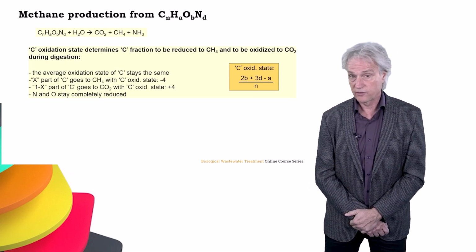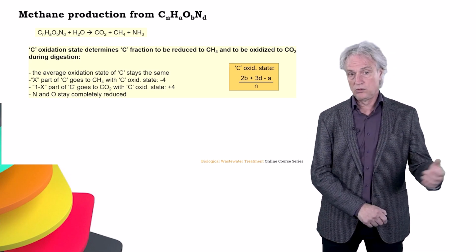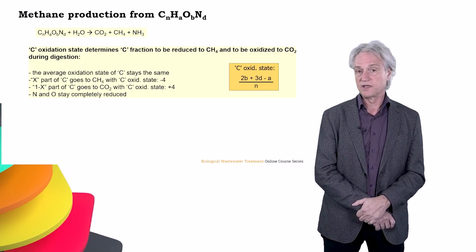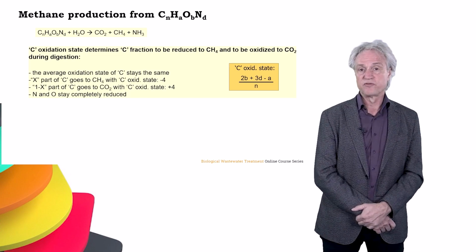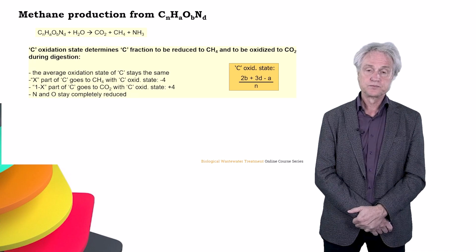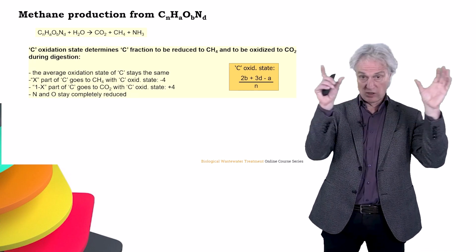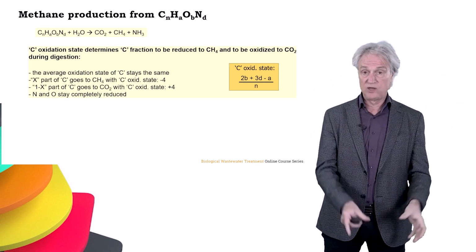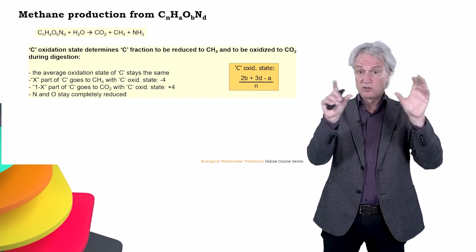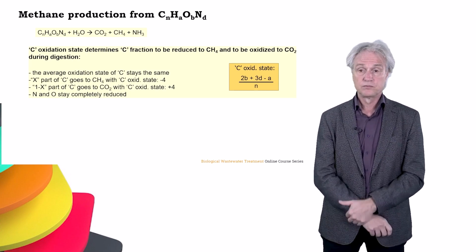Now we go to methane production. What will happen during methane production? Well, you know that the oxidation state stays the same. The oxidation state determines, in fact, the carbon fraction that will be reduced to methane or oxidized to CO2. The average oxidation state stays the same. We start with complex organic matter and we end with a mixture of CO2 and CH4. But the oxidation state of the complex organic matter mixture and the mixture of the biogas is the same.